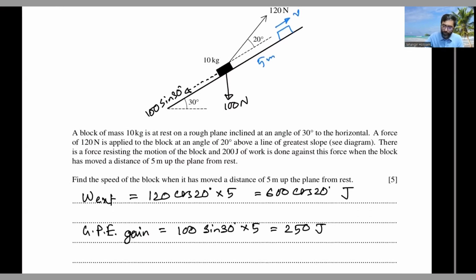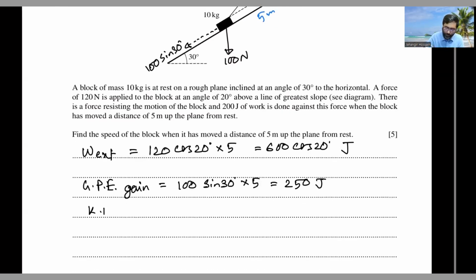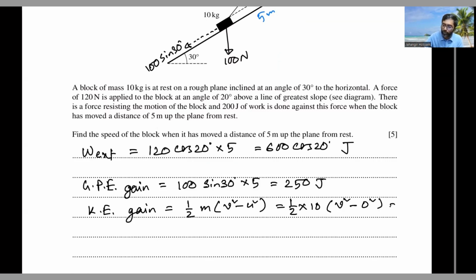Then there will be KE gain, that is half into M into V squared minus U squared. M is 10, V is the unknown, U is 0. So 5V squared, that's the KE gain. Now work against resistance is given, 200 joules. Okay, so that's it.